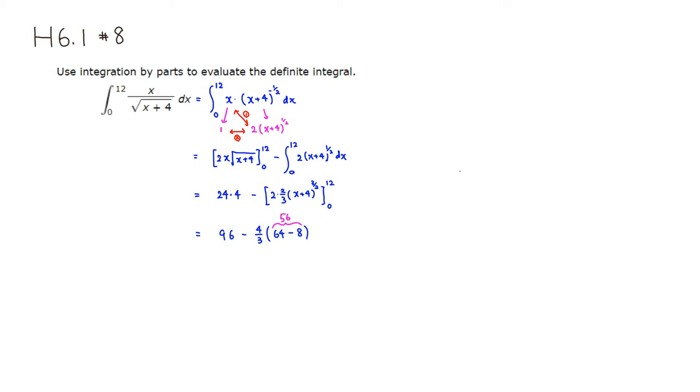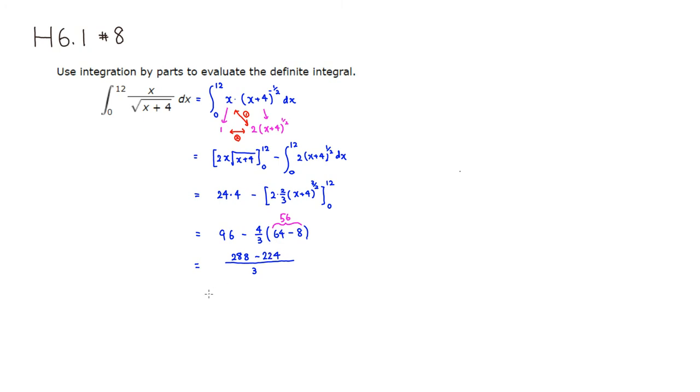I guess I have to do the common denominator. Common denominator 3. So 96 would be, you have to multiply by 3. 3 times 6 would be 18, and 3 times 9 is 27, so 288. Minus 4 times 56 would be 4 times 6 is 24, and 4 times 5 is 20, so it's 224.